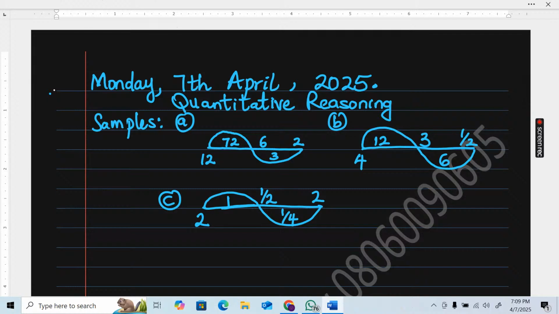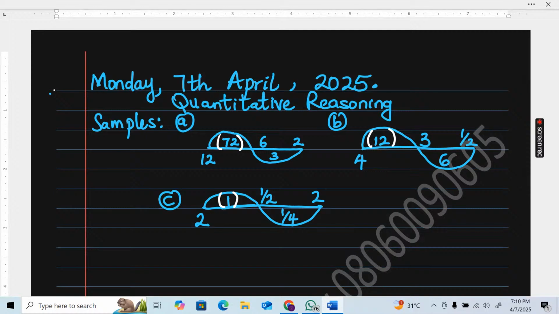Now let's go ahead with sample A. What are we to do in sample A? How can we figure out 72? Whatever method we apply to sample A must go with finding 12 in sample B. And we must be able to figure out 1 in sample C, all right? So how can we figure out 72?